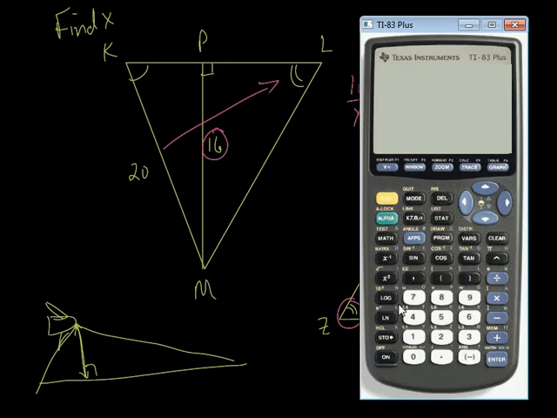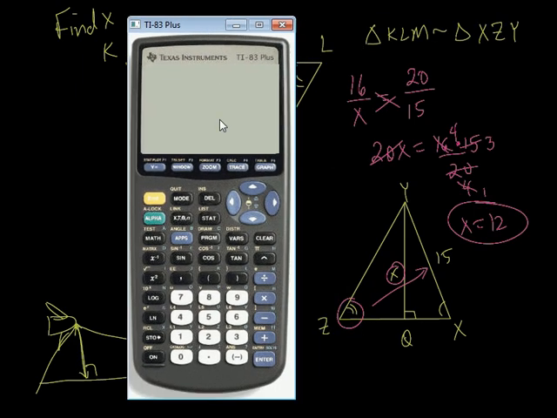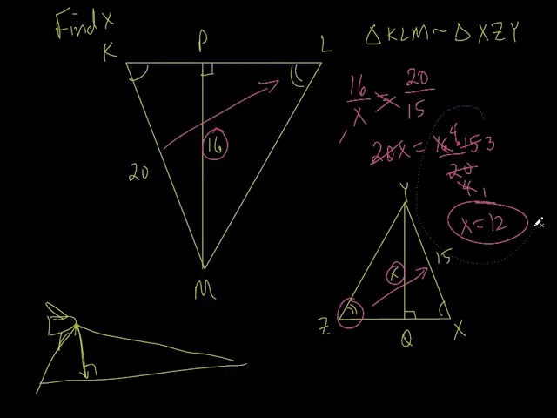Or if you wanted to, you could always use the trusty calculator. 16 times 15, divided by 20, and there it is, 12, just like that. We did it right here, though. You shouldn't rely on the calculator all the time. But there you go. There's an example of the kind of stuff that you're going to do.